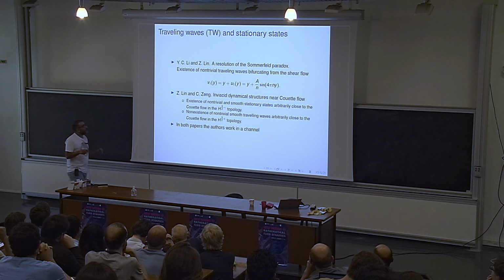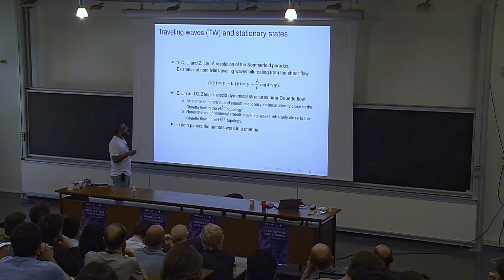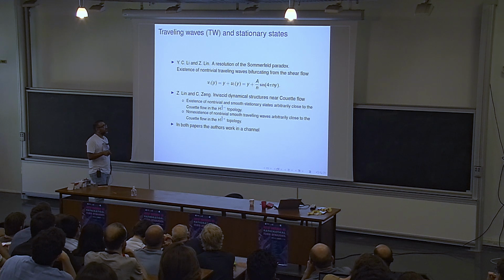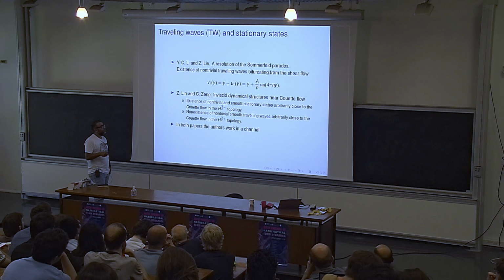And the way they do it is that they consider that the velocity v1 is equal to y, the velocity of the Couette flow, plus a perturbation u1. And this perturbation u1 is given by this form.